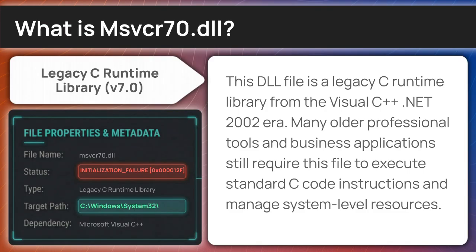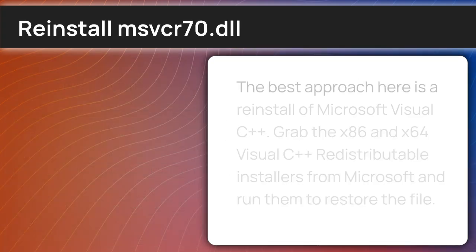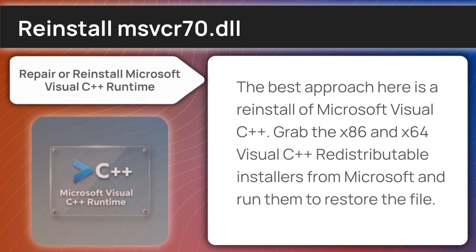Many older professional tools and business applications still require this file to execute standard C code instructions and manage system-level resources. With that context in mind, our first logical step is a clean reinstallation. To ensure the file is correctly registered, reinstall Microsoft Visual C++. You'll need both the x86 and x64 Visual C++ installers from Microsoft's website to complete this repair properly.